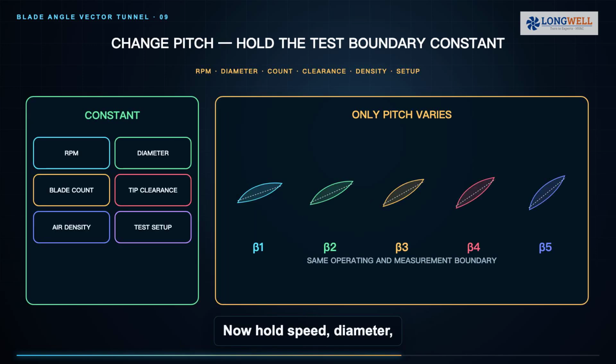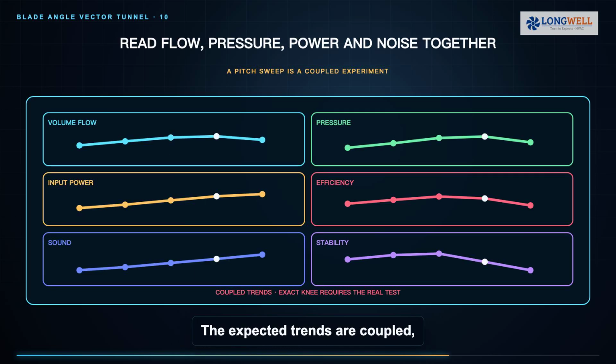Now hold speed, diameter, blade count, tip clearance, density, and test setup constant, and sweep pitch. Measure volume flow, static or total pressure with the boundary clearly named, electrical input, torque if available, sound spectrum, motor temperature, and stability. Plot every result at the same system or standardized test boundary. The expected trends are coupled, not guaranteed straight lines.